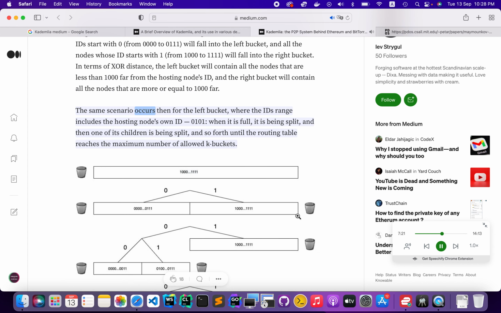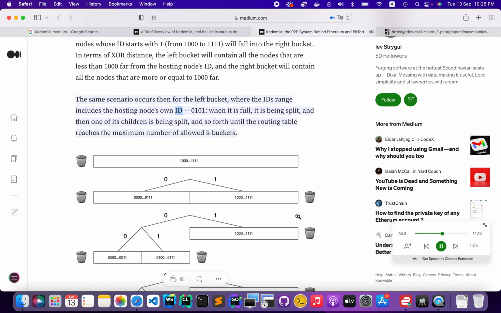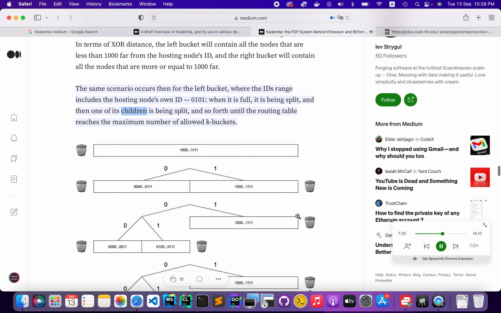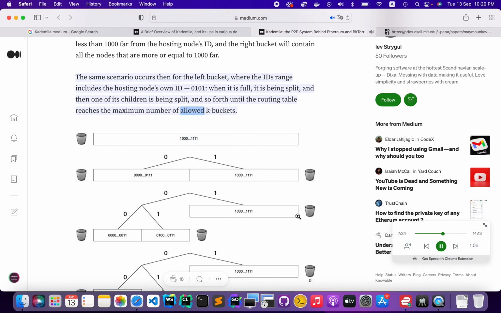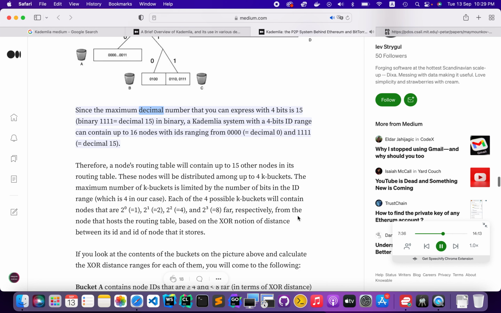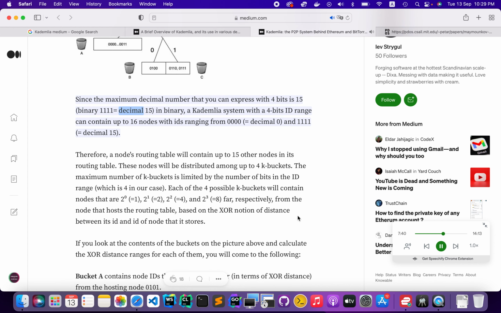The same scenario occurs then for the left bucket, where the ID's range includes the hosting node's own ID, 0101. When it is full, it is being split, and then one of its children is being split, and so forth until the routing table reaches the maximum number of allowed k buckets. Since the maximum decimal number that you can express with 4 bits is 15, binary 1111 equals decimal 15.